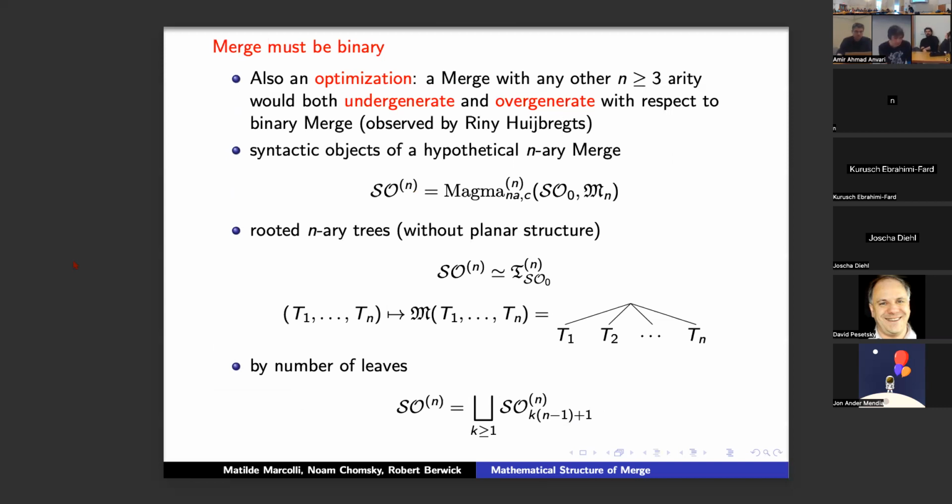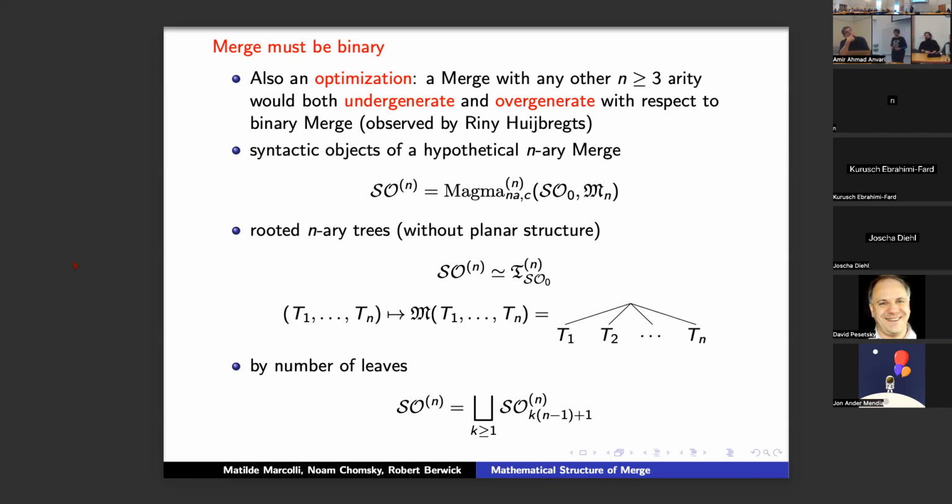Okay, so let me come to the issue of whether you can have an n-ary merge instead of a binary merge. What happens if hypothetically you had a ternary merge? This would mean a different generative process for your syntactic objects. Now you would have a corresponding non-associative commutative magma on a single n-ary operation, and your syntactic objects would all look like n-ary trees.